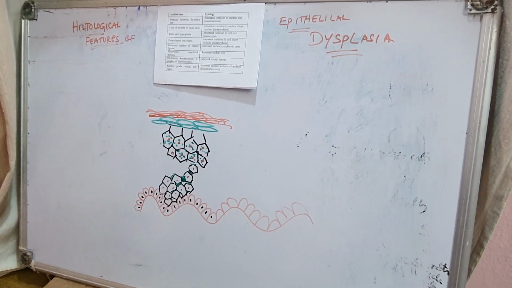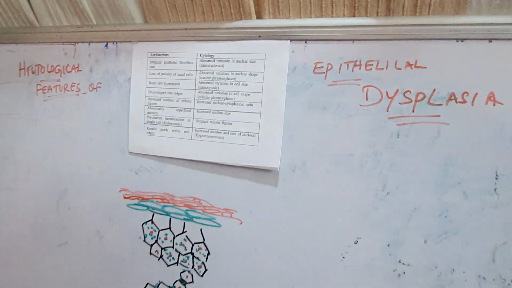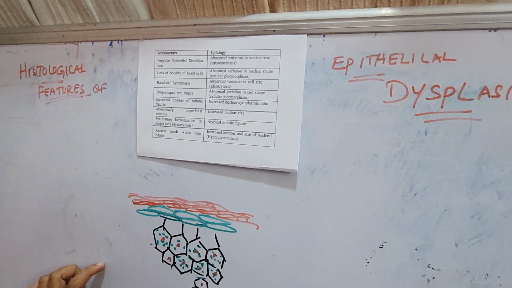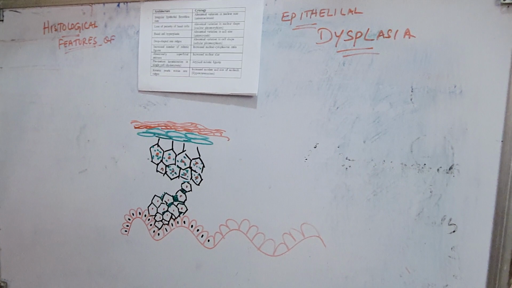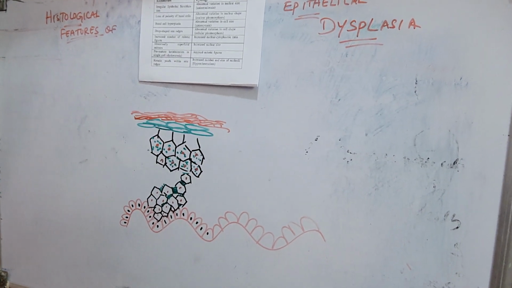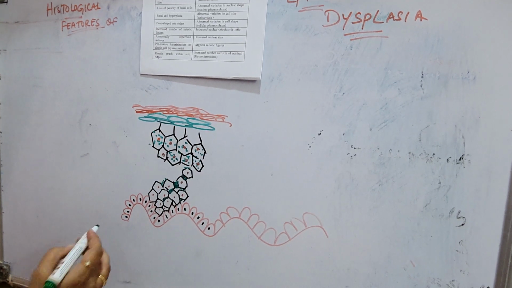In epithelial dysplasia you have two types of changes: architectural changes and cytological changes. First, let's see the layers of an epithelial membrane, or a mucous membrane. The normal layers of the epithelium are four in number.